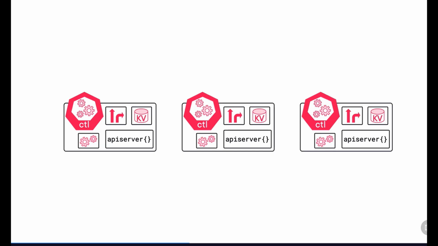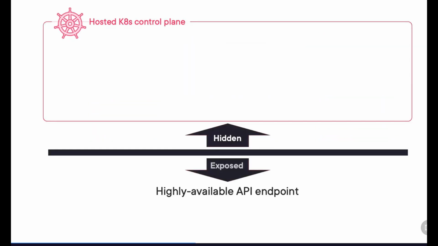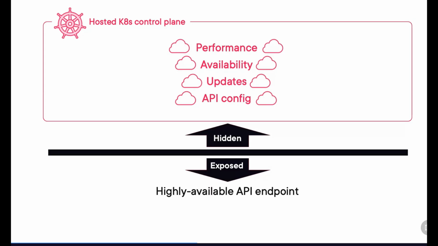Now, if you're building Kubernetes yourself, you get to choose the number and the size of your control plane nodes, but on a hosted Kubernetes platform, the control plane is hidden from you and your cloud provider manages all of that.